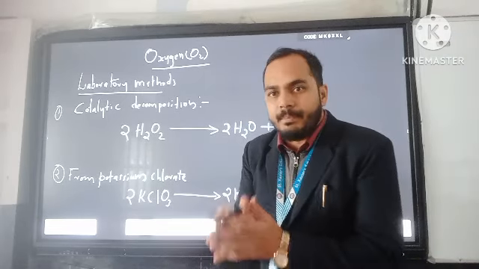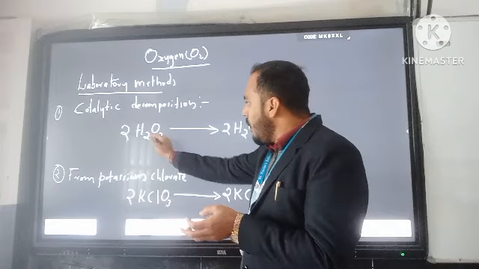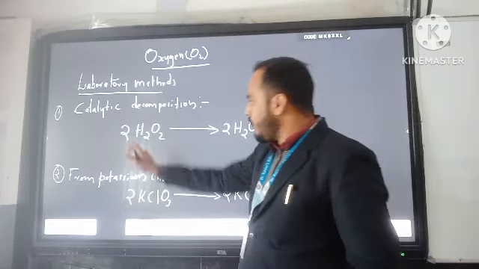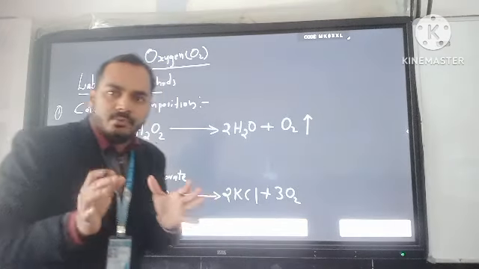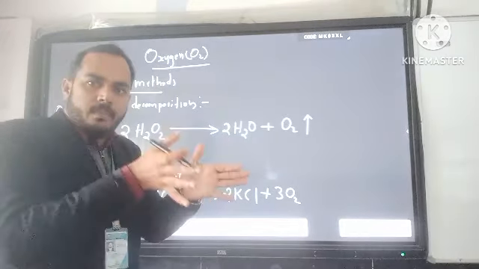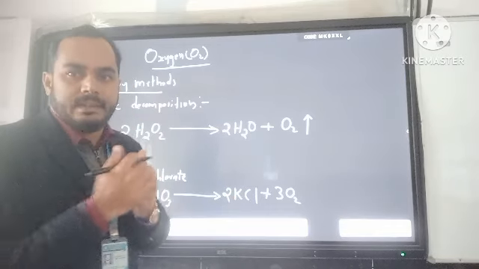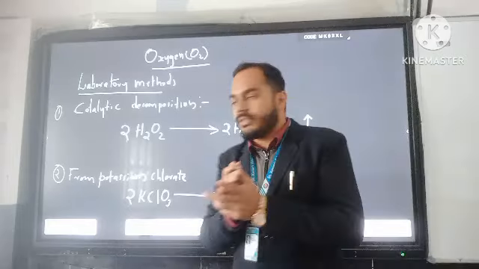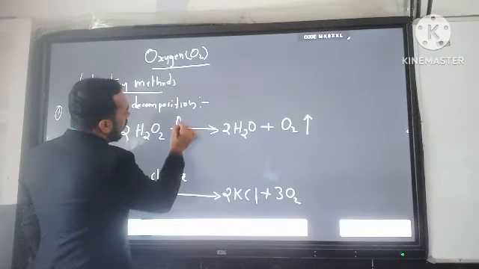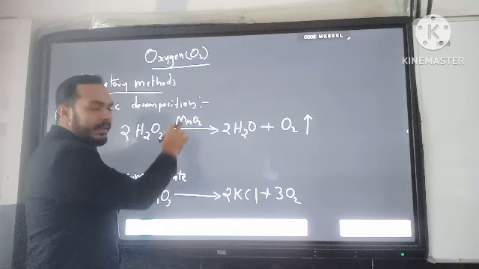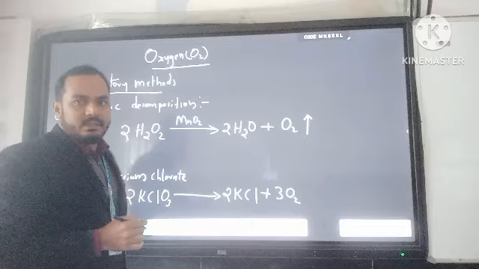Here, H2O2, hydrogen peroxide. So we are going to prepare oxygen with the help of hydrogen peroxide, two molecules of hydrogen peroxide. This hydrogen peroxide breaks down to form oxygen and another product. So we need a catalyst. The name of the catalyst is manganese oxide, MnO2. So what is the need of the catalyst?